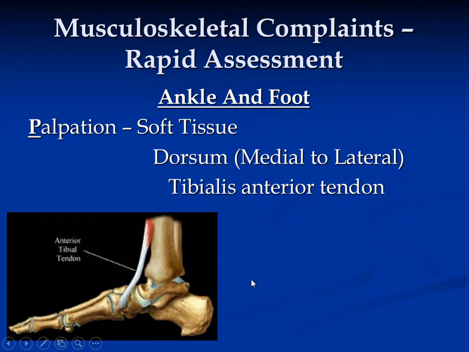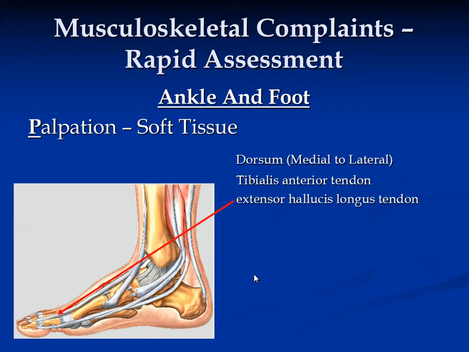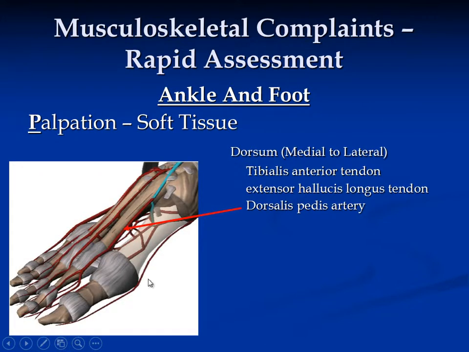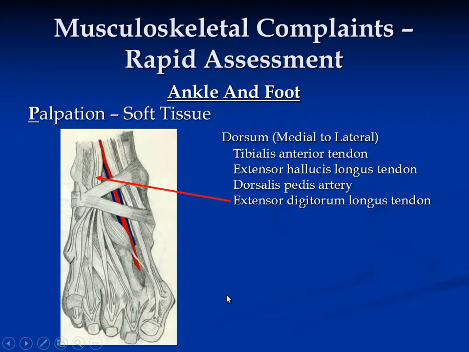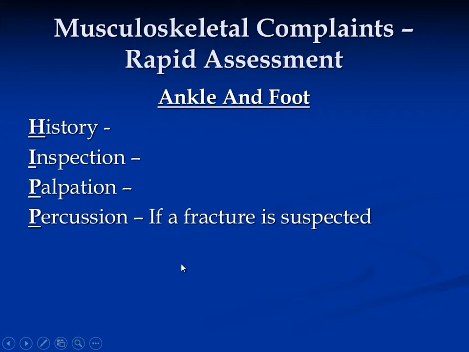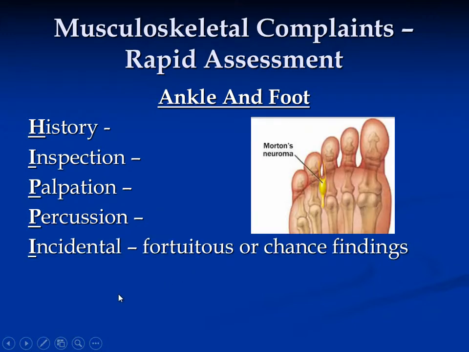On the dorsum, from medial to lateral, we have tibialis anterior tendon, extensor hallucis longus tendon, the dorsalis pedis artery, and extensor digitorum longus tendon. We only percuss if a fracture is suspected, and we want to look for incidental, fortuitous, or chance findings, for example, a Morton's neuroma.